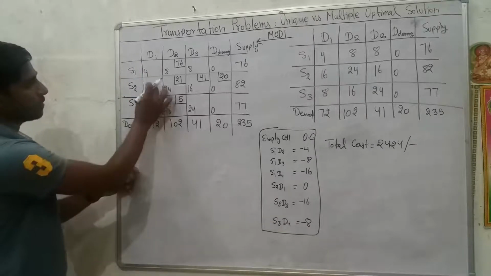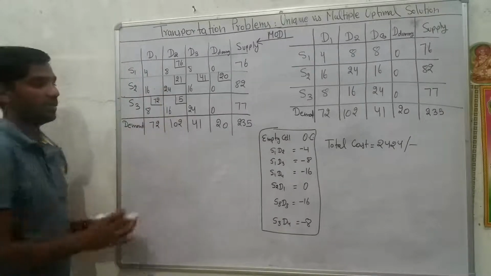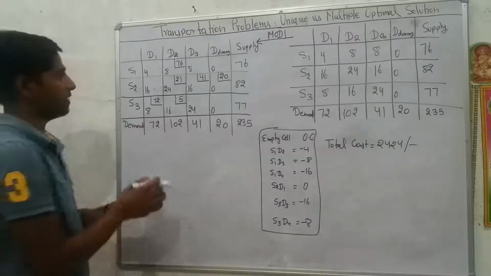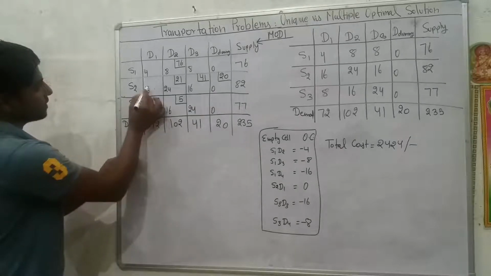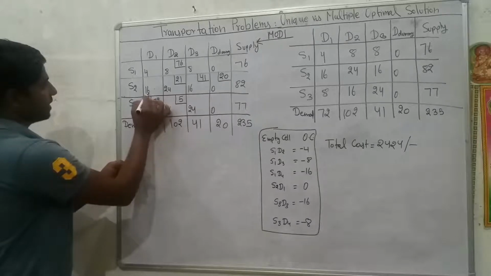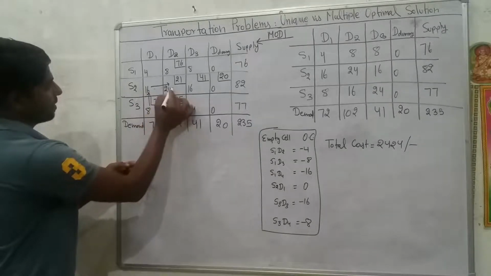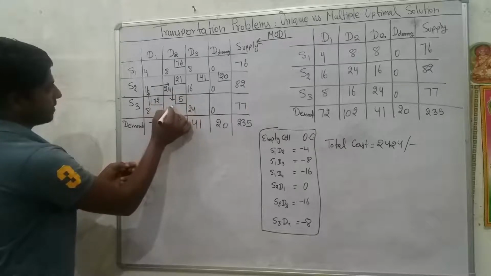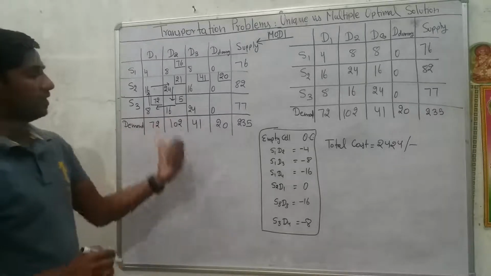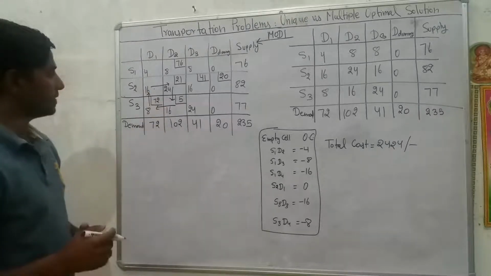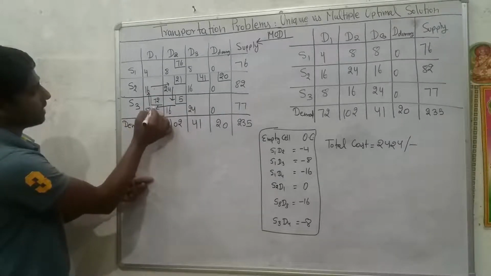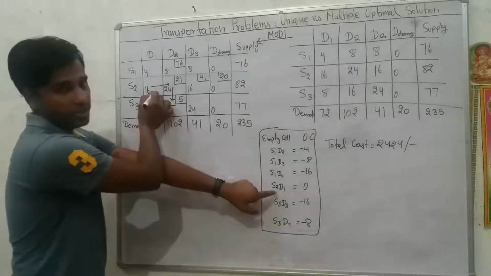So what is the process of improving a solution? It is just by drawing or formulating a closed loop. For this particular cell, what would be the closed loop? It would be like this: move from this direction to this, to this, and from this cell to this one, and again from this cell to this one. So this would be the structure of the closed loop for this particular cell. What is the meaning of this? That we are transferring some units from this cell to the empty cell S2D1.